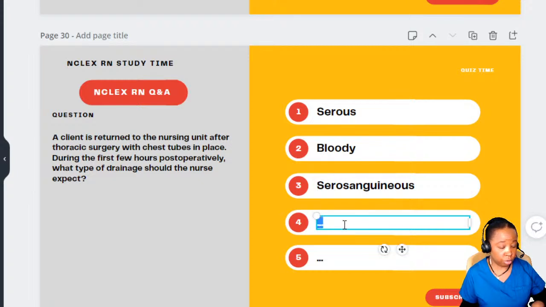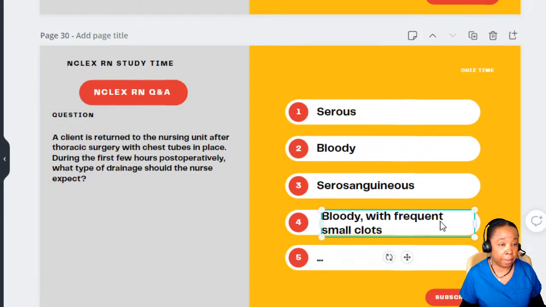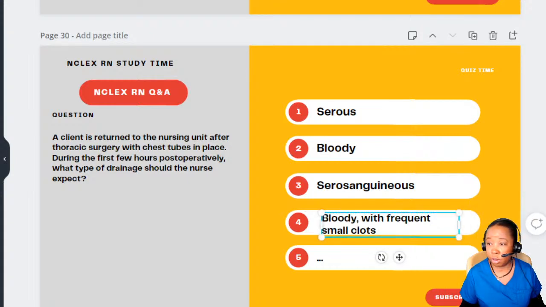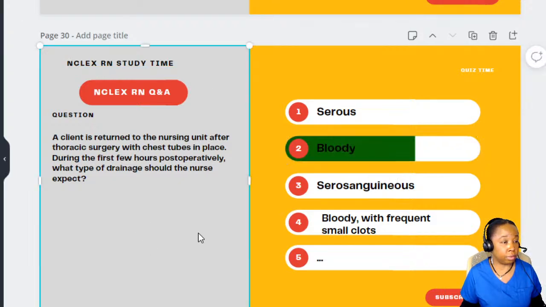Which one do you think you will see in a patient who has a chest tube in place that is just coming from the surgery? Which one do you think is the best option, and which one, if you see it, you have to act really quickly? So let's say the best option is bloody. Xander?